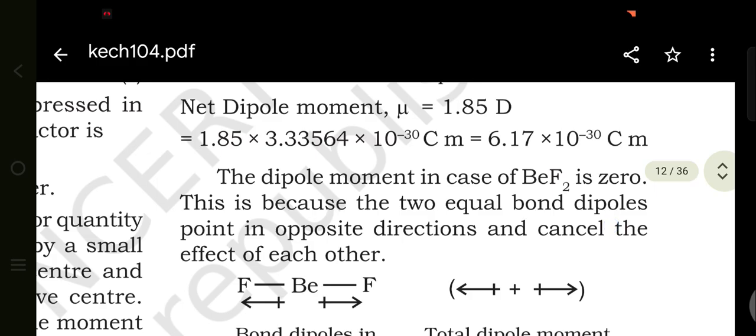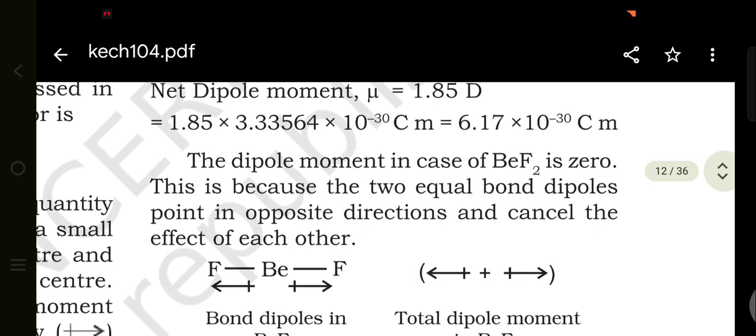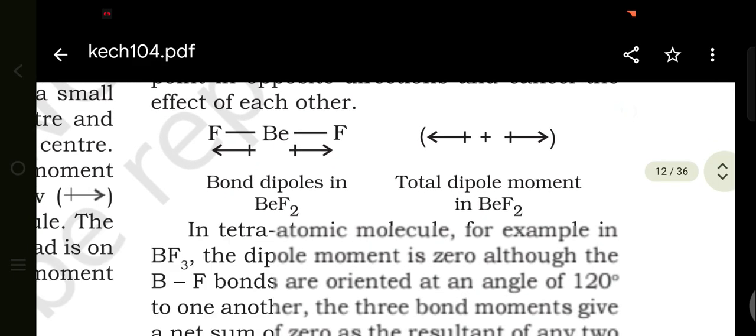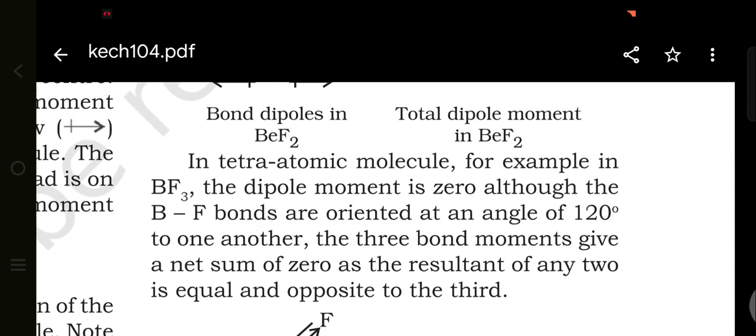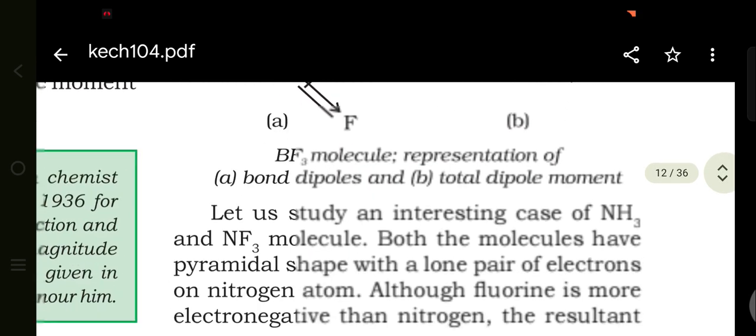Net dipole moment μ is equal to 1.85 D. The dipole moment in case of BeF2 is 0. This is because the two equal bond dipoles point in opposite directions and cancel the effect of each other. In a tetraatomic molecule, for example in BF3, the dipole moment is 0, although the B-F bonds are oriented at an angle of 120 degrees to one another. The three bond moments give a net sum of 0, as the resultant of any two is equal to and opposite to the third.